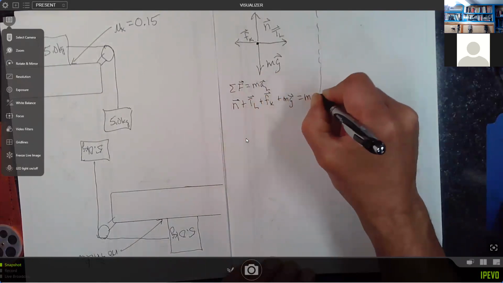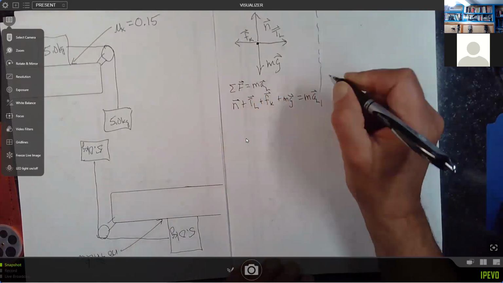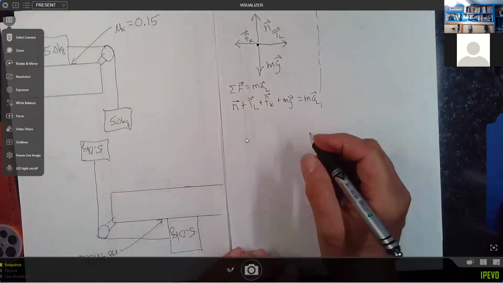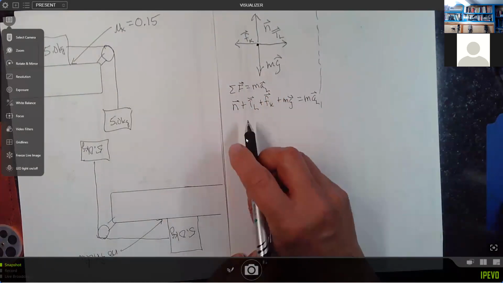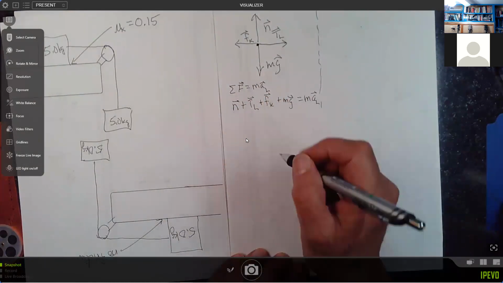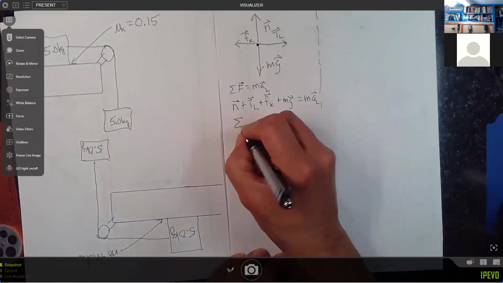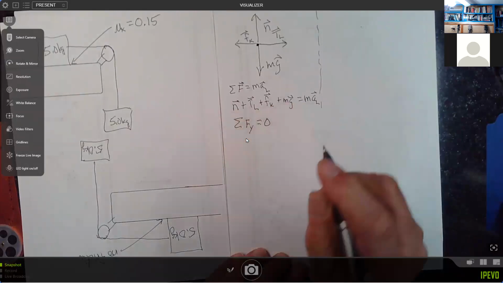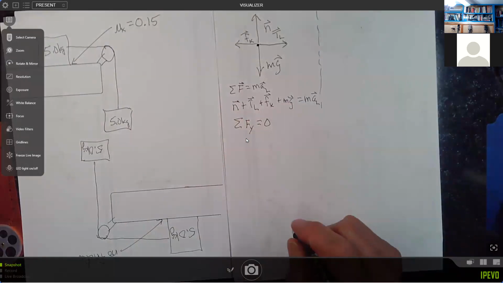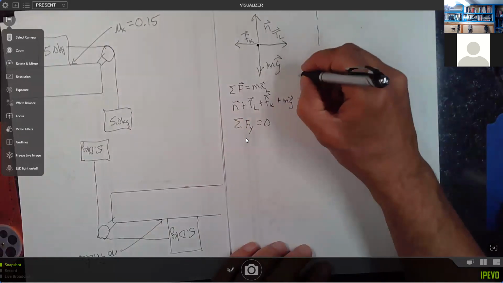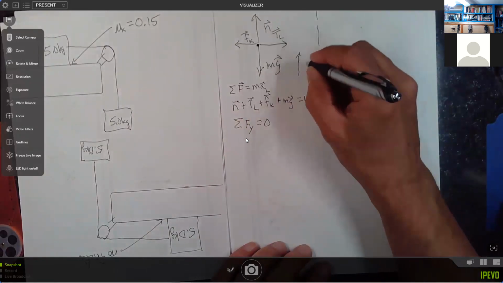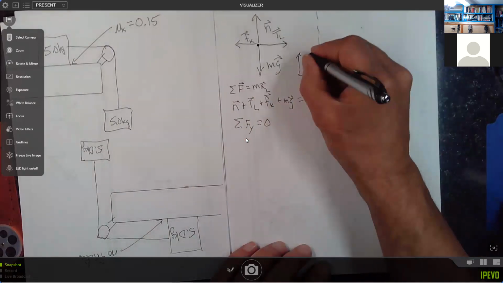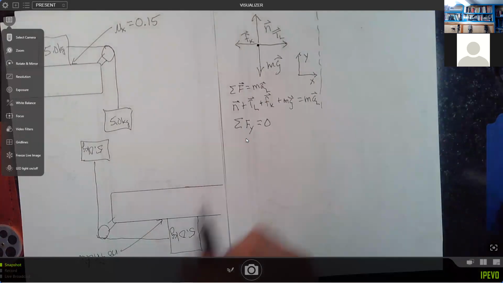equals ma sub L, but I'm going to split this into two parts. And the first thing I'll do is look at the forces in the y direction where nothing happens. The sum of the forces in the y direction are equal to 0. I need to pick a direction to be positive for y, so I'll just draw a little x and y axis here. Okay. X will be positive to the right, y will be positive up.